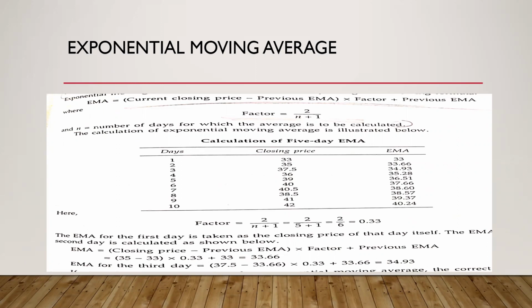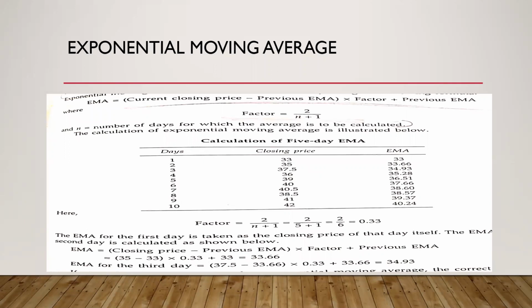See the question: 10 days' closing prices are taken into consideration. Whenever we are calculating the moving average, we consider the closing price. So 10 days' closing prices have been recorded, and then we are going to calculate the EMA. The first day's EMA is calculated using the formula, where the current closing price is 33 minus the previous EMA.